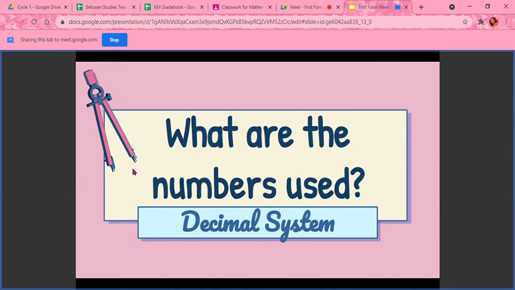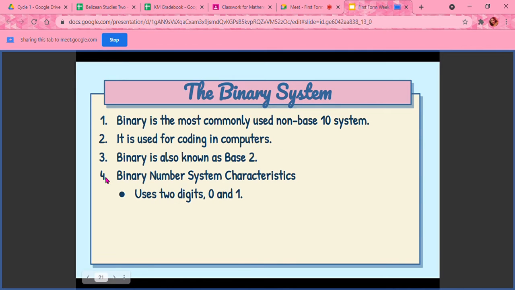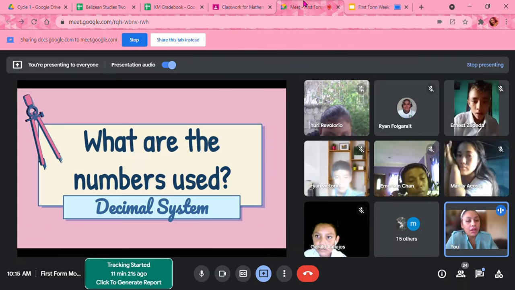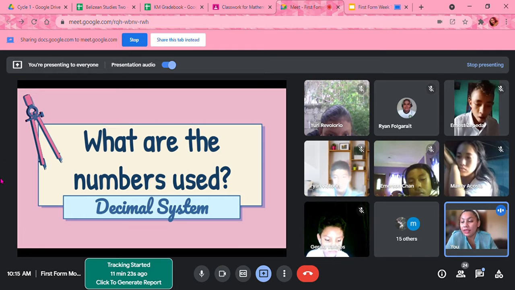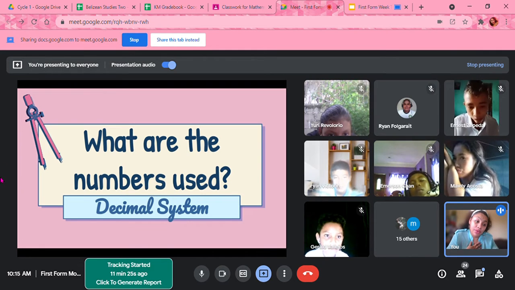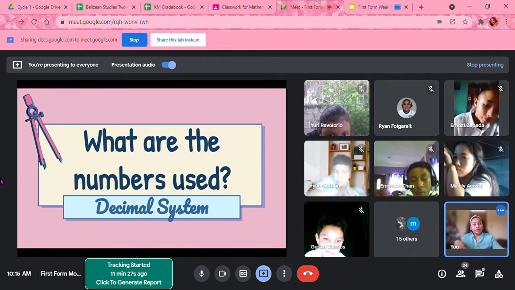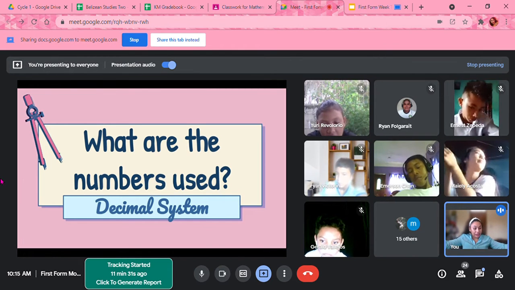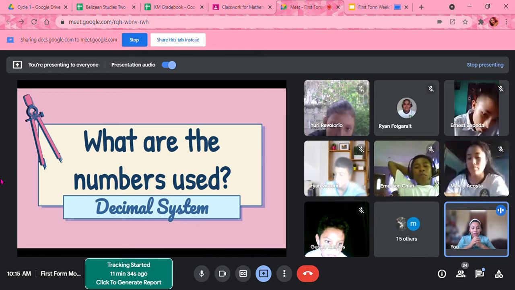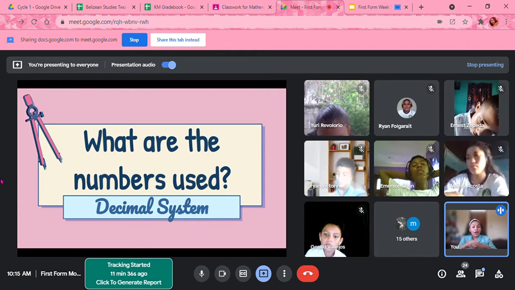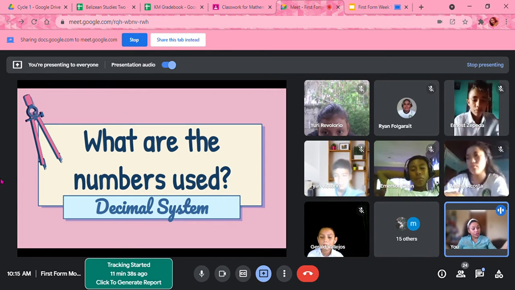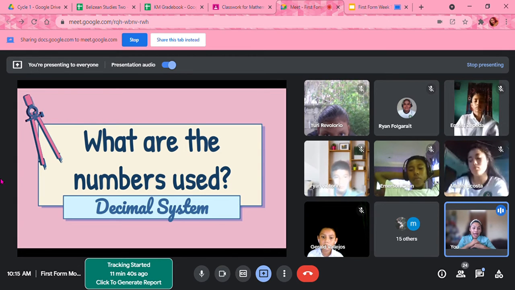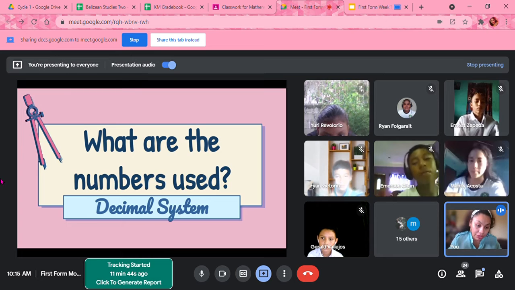So, what are the numbers used for? If I talk about the decimal system, it's the numbers that I am using right now. So, our decimal system is the basis. All the other bases are made from our base, from base 10. So, all the other bases use the numbers that base 10 has, but they don't use all of them. It depends on which base I am talking about.